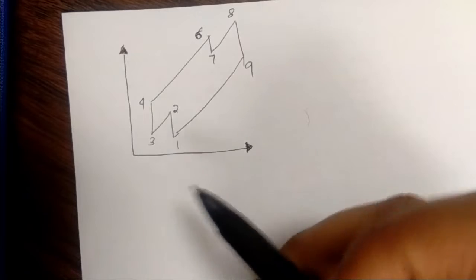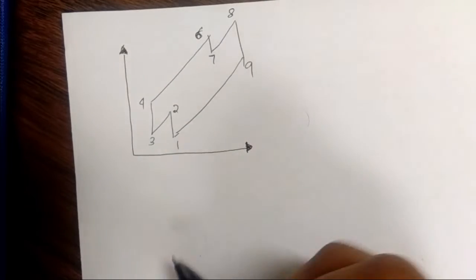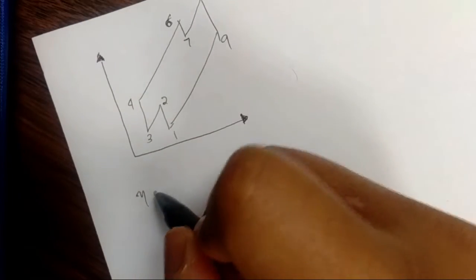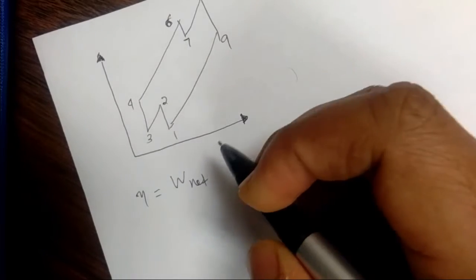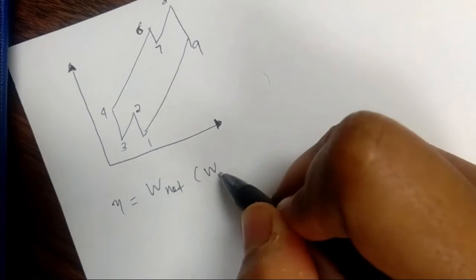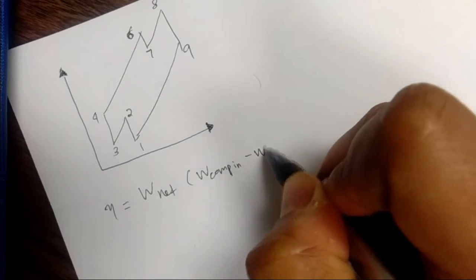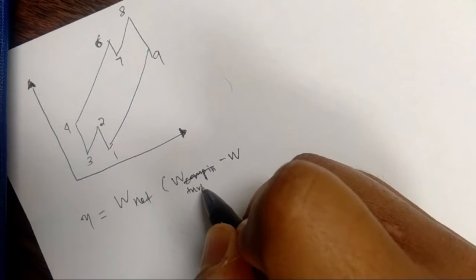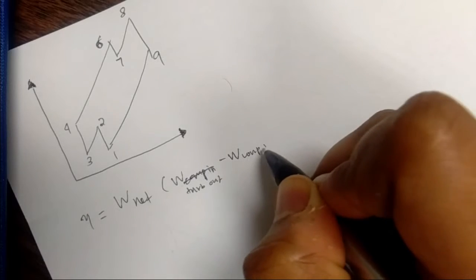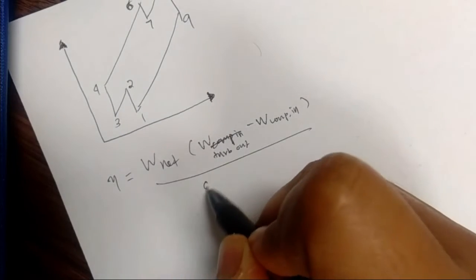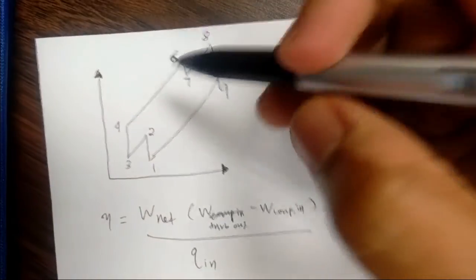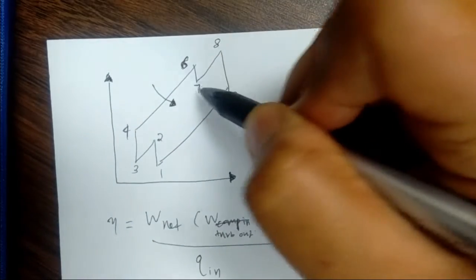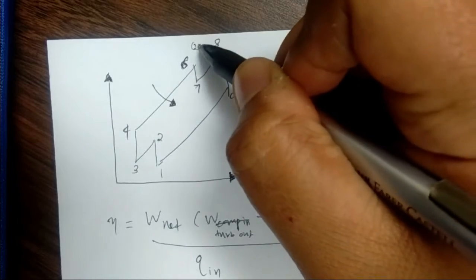Okay, now we already have all the values of the enthalpy for each of the states, so we can calculate the thermal efficiency. Thermal efficiency, as usual, is equal to net work, or work turbine out minus work compressor in, divided by Q input. So where is your Q input? Q input is here, between states 6, 7 and 8. This is your Q input.